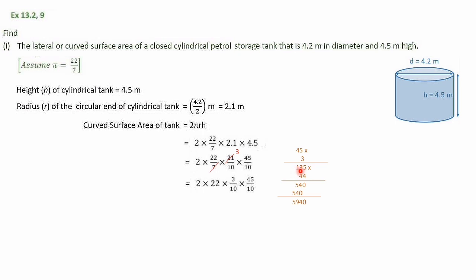When you multiply you will get 135, and 135 you have to multiply with 2 into 22, that is 44. 135 into 44, when you multiply you will get 5940. This is the way you have to show the rough calculation, just on the right side of your answer. So that is equal to 5940 divided by 10 into 10, 100. 100 in the sense two zeros, means we have to move the decimal from right to left two decimal places. So two digits we have to move. So the decimal will come between 9 and 4. So 59.4 meter square is the curved surface area of the tank.